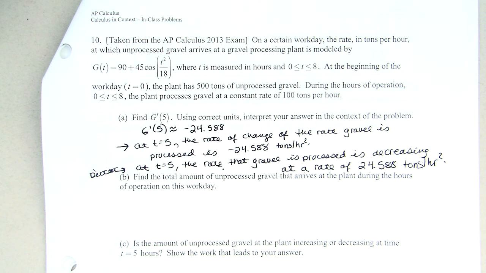Please, though, don't put those two ideas together. Don't tell me the rate of change of the rate that gravel's processing is decreasing. That would technically be like the second derivative of G, not what we're dealing with here. I think you could probably figure out B. Try to do part B.